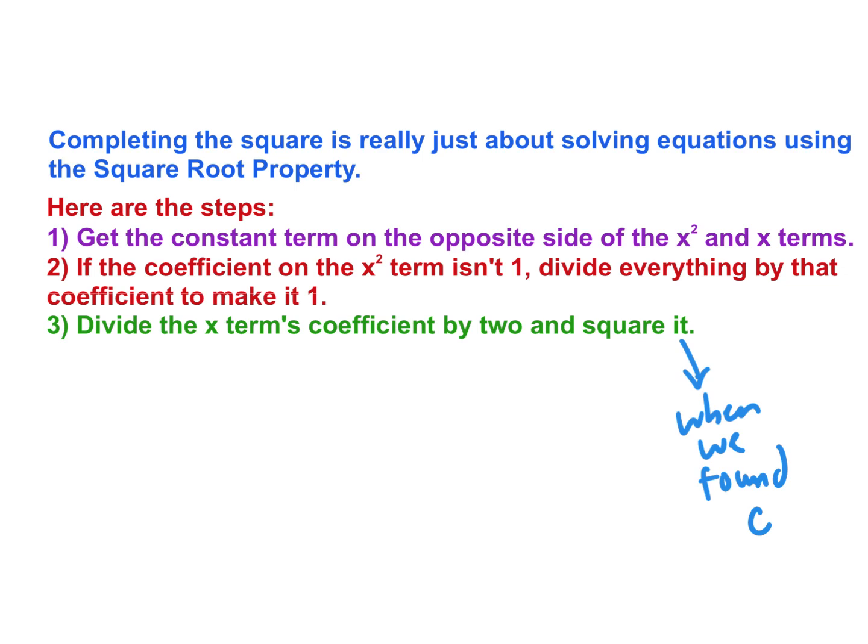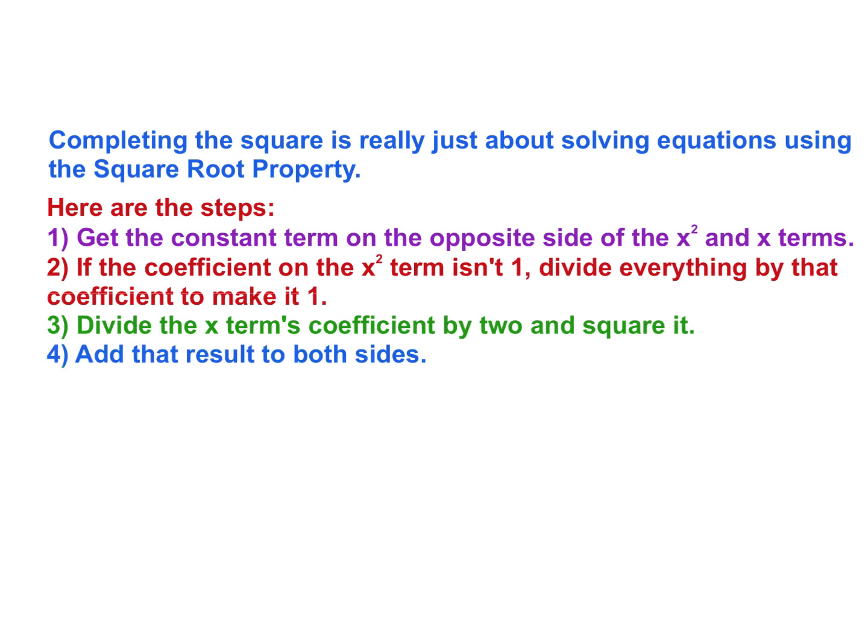Now, yesterday, we didn't have any equations when we were finding c. It was just an expression. Today, it's going to be an equation. So when we find c and we add it in there so that we have the x squared term, the x term, and then the constant, we can't just add it to the one side. We have to add it to both sides. So whatever that c is, it gets added to both sides of the equation. That way, we don't change the value of anything. We're doing the same thing to both sides.